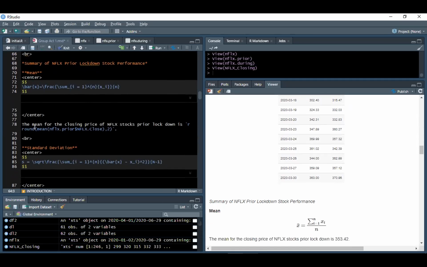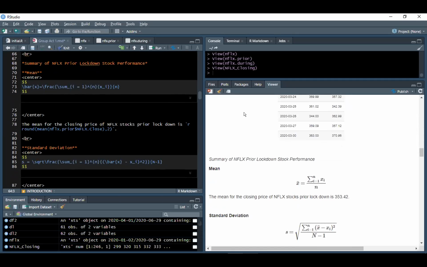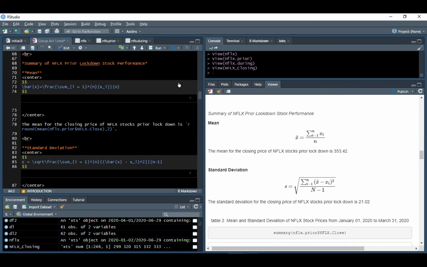Yeah. And next is the summary of Netflix prior lockdown stock performance. So in order for us to print the formula and solve for the mean, we've used this code indicated in the chunk. It is important to include the so-called LaTeX equation, which uses the $$ symbol before this code so that the equation formula would be shown.